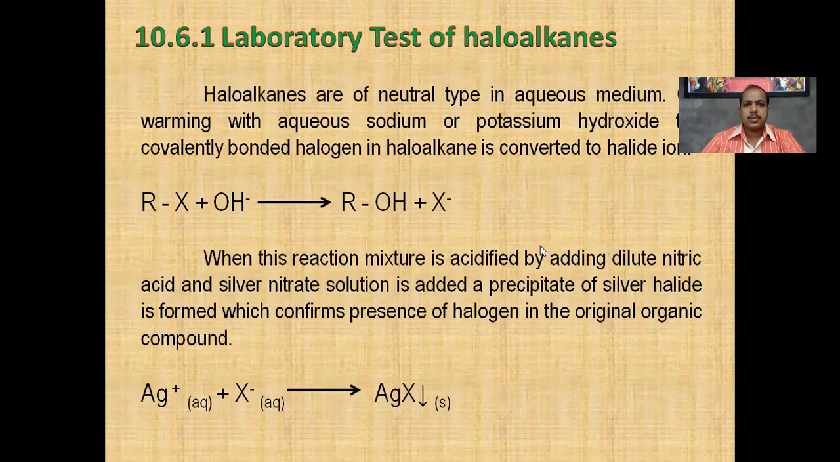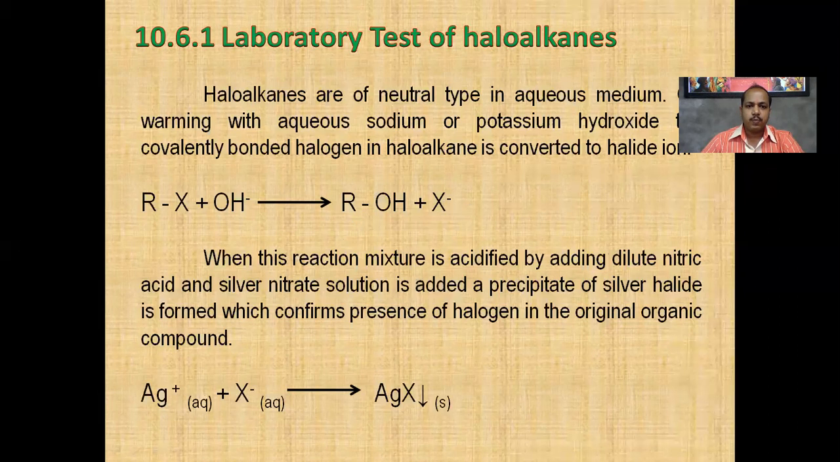Okay, we have to see laboratory test of haloalkanes. Haloalkanes, we know they are neutral compounds in aqueous medium. On warming in aqueous sodium or potassium hydroxide, the covalently bonded halogen in haloalkane is converted into halide ion. You can observe here, this RX means any alkyl halide, OH minus, there will be conversion into ROH, that is alcohol, plus X minus, that is halide ion is obtained.